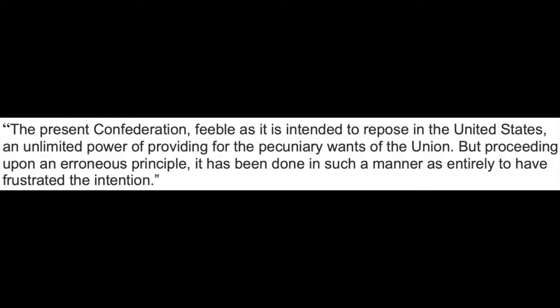So then he continues, and I quote, "The present Confederation, feeble as it is, intended to repose in the United States an unlimited power of providing for the pecuniary wants of the Union, but proceeding upon an erroneous principle, it has been done in such a manner as entirely to have frustrated the intention," end quote. So he's saying, yeah, there's an unlimited power of taxation, but it's feeble the way it's written into the Articles of Confederation. It's just weak, straight up. But it's proceeding on an erroneous principle. The erroneous principle he's referring to is that the state governors had to impose that taxation.